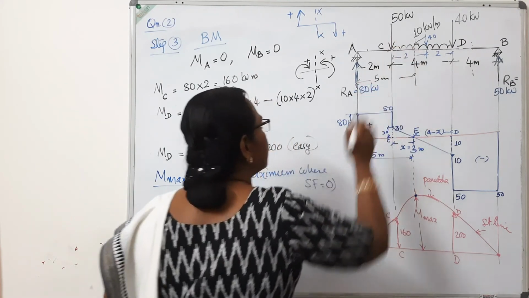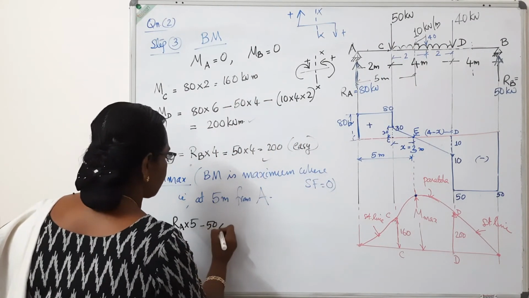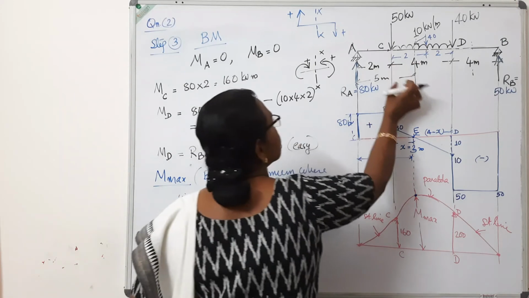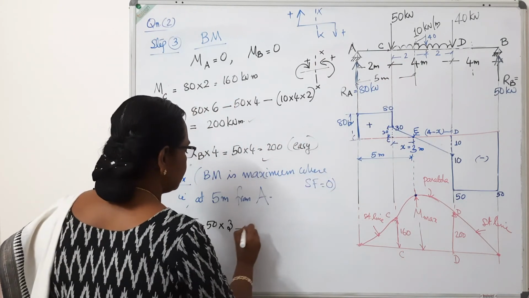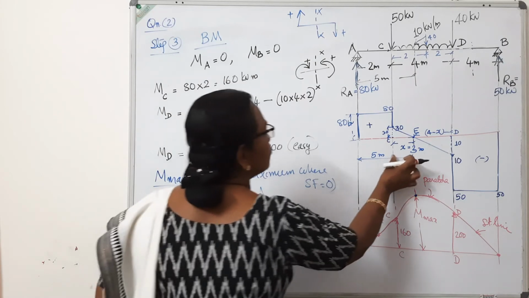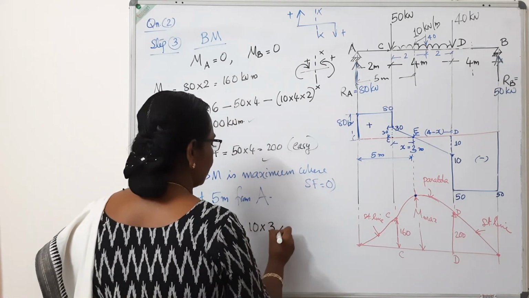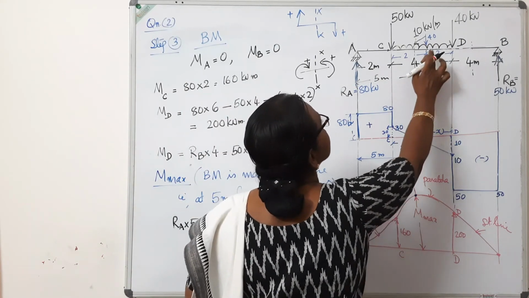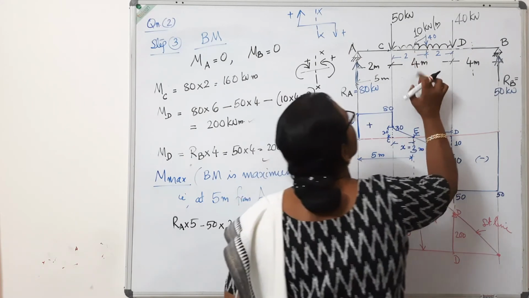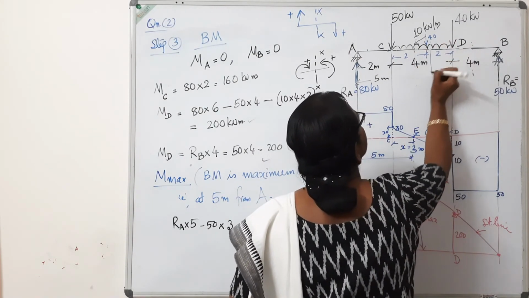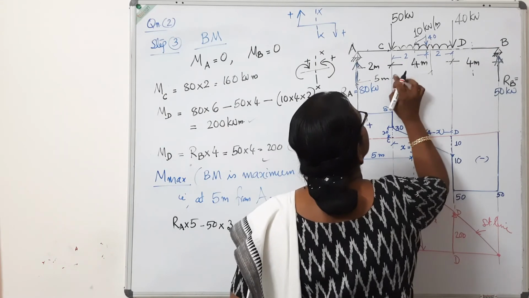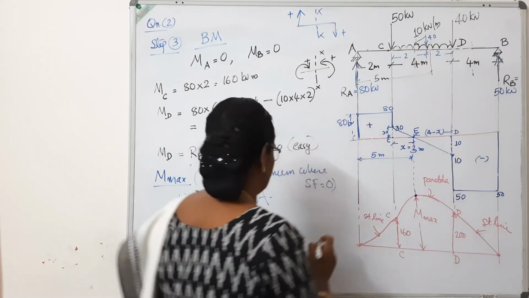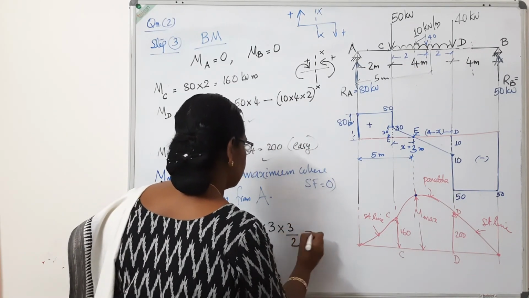Then this load: minus 50 into the distance, 5 minus 2. It is 3 meter. 50 is acting at 3 meters. Then minus 10 into 3 for this 3 meter length. 10 into 3 is the load. This is 3 meter, I marked this. This is 2, so 3 meter means somewhere here. So 10 into 3, into 3 by 2.